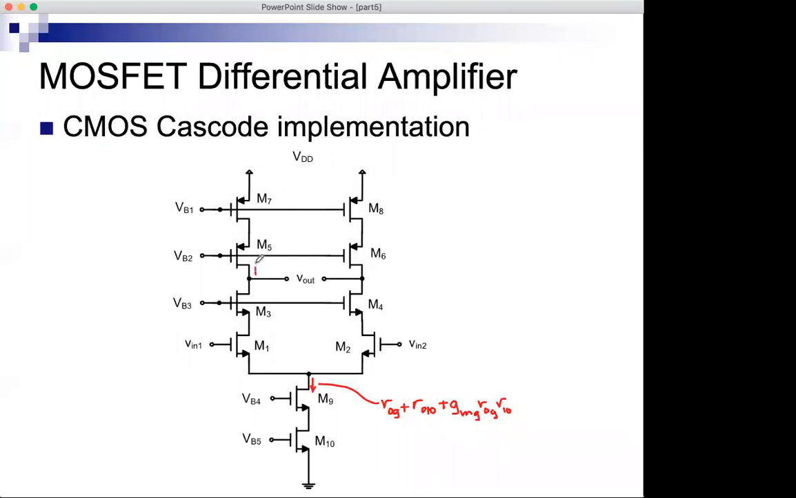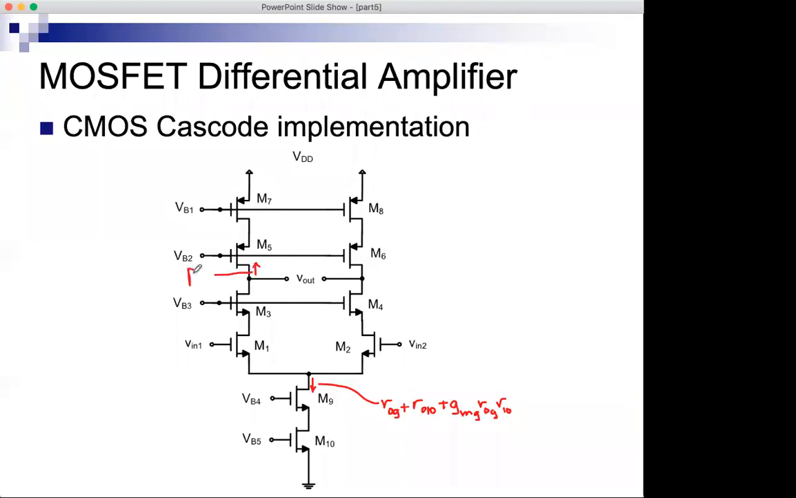It will be the resistance seen looking up. And here again, I see the same situation. I have the same situation as here. And my RD is very large. My RD is very large because it's RO5 plus RO7 plus gm5 RO5 RO7. So I see a very large RD.